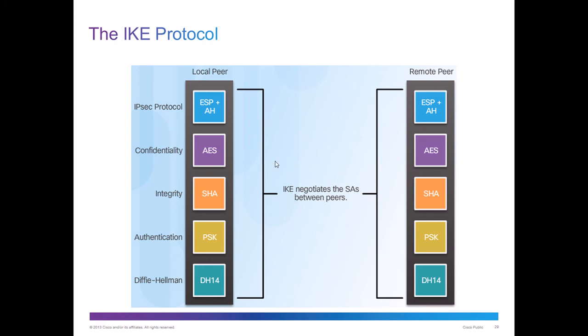IKE is the one that negotiates both of these. Negotiates means, here, the local peer will send and tell him, listen, this is what I'm going to do.